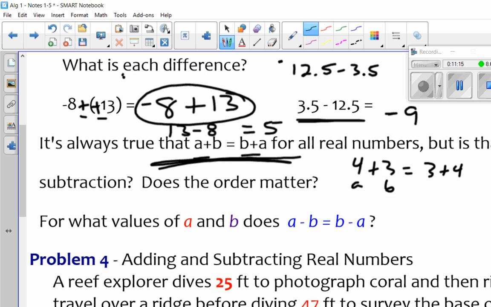Did I still get 7? Yes, I did. So does order matter when you're adding? No, it doesn't. So order does not matter when adding.